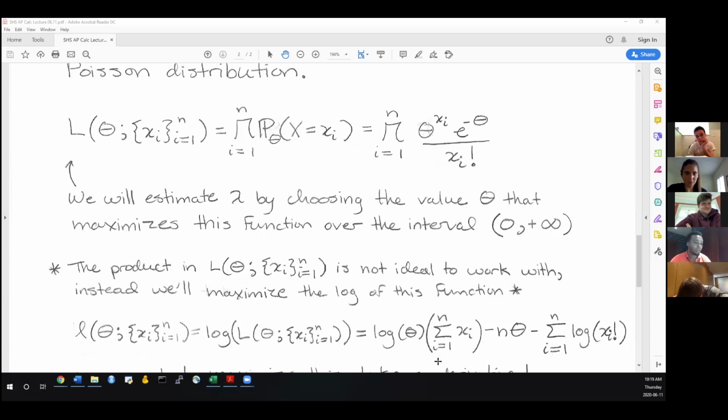So starting from this function, little l of theta, can anyone tell me what the derivative of this with respect to theta is? Theta is your independent variable. That's what you're taking the derivative with respect to. And then everything else is just a constant.